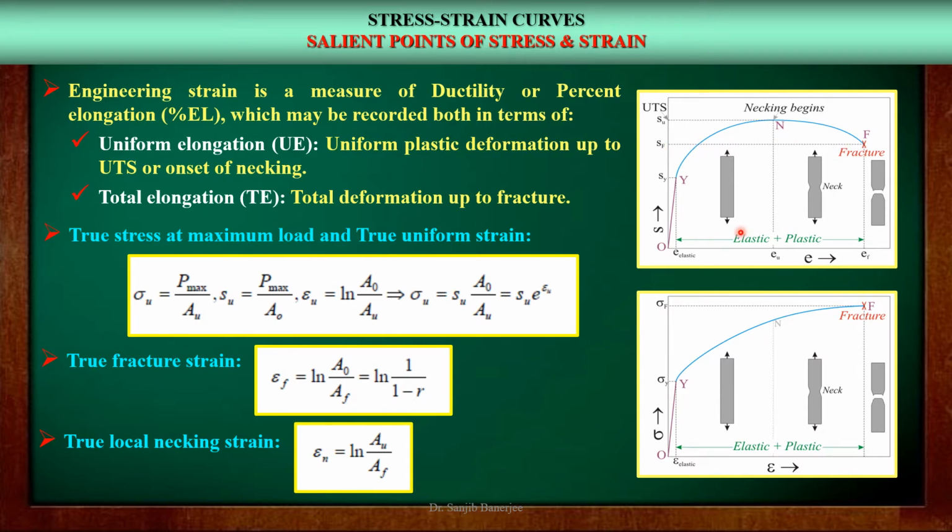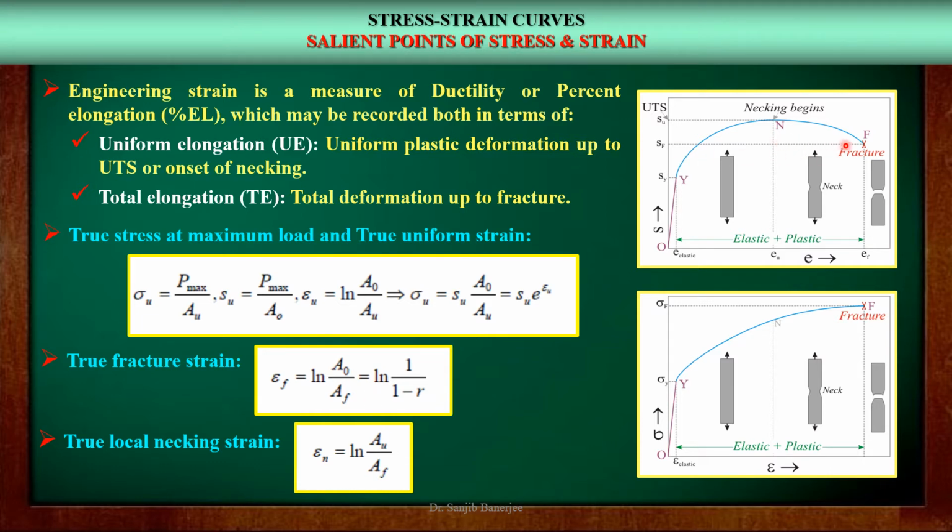Next, let us come to the point of fracture, where the cross-sectional area is denoted as AF. So similarly, the true fracture strain or epsilon F will be equal to log of A naught by AF, which will again be equal to log of 1 by 1 minus R, where R will be the percent reduction in cross-sectional area.